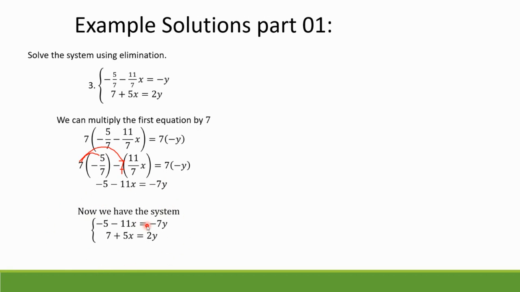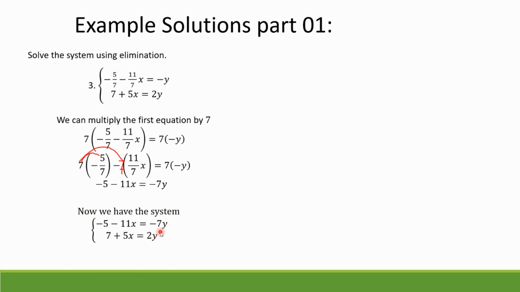Now, looking at this, if we were to add the two equations right away, the x's and y's are not going to cancel, because the coefficients would not add up to 0. If I added negative 11x and 5x, that's not going to give you 0. Negative 7y and 2y, that's not going to give you 0. So we have to multiply the equations by numbers. We have to manipulate them.